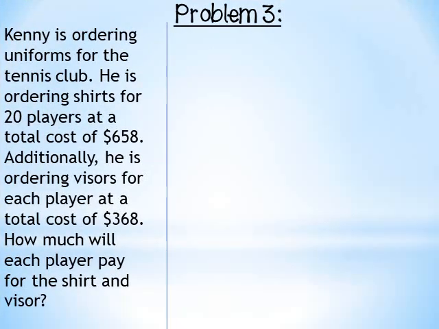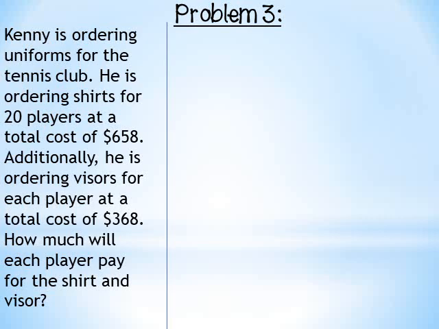Problem number 3. Kenny is ordering uniforms for the tennis club. He is ordering shirts for 20 players at a total cost of $658. Additionally, he is ordering visors for each player at a total cost of $368. How much will each player pay for the shirt and the visor?